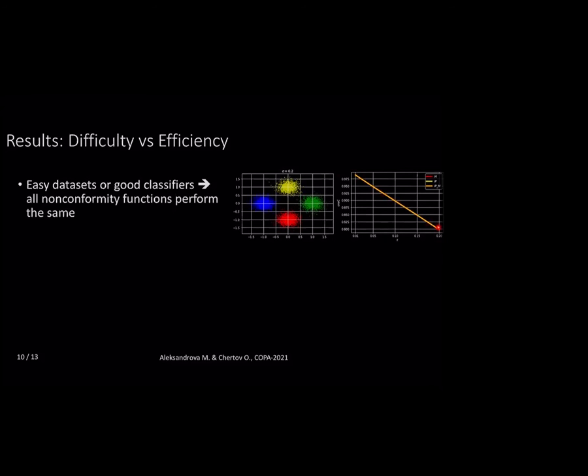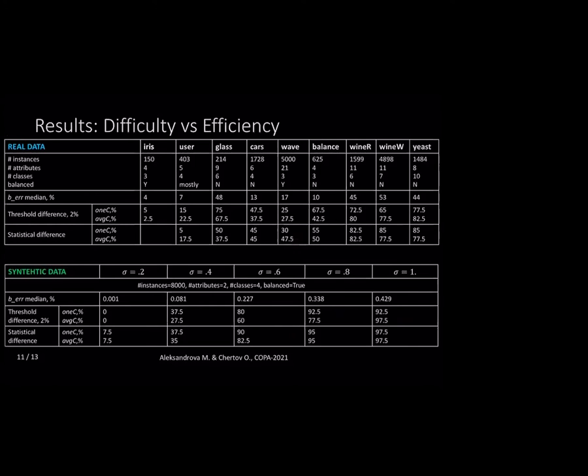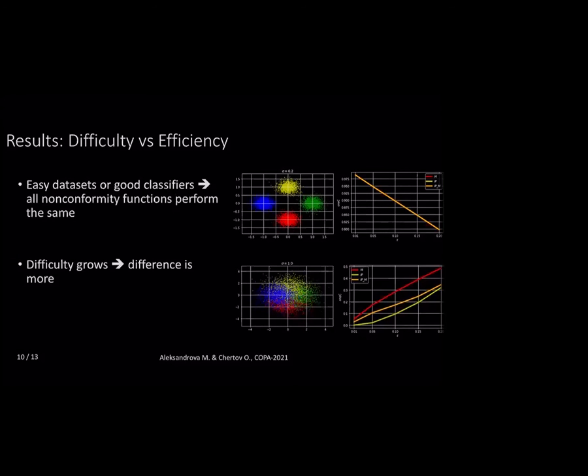Also, when the difficulty grows, this difference becomes more evident, as presented, for example, on this slide. We have here two synthetic data sets: the first one with clearly separable classes, and the most difficult one where the classes overlap the most.